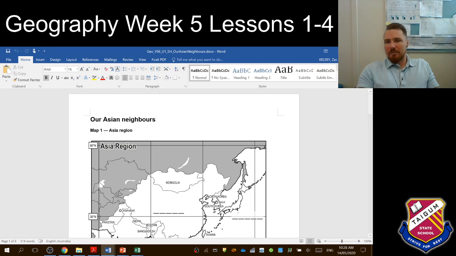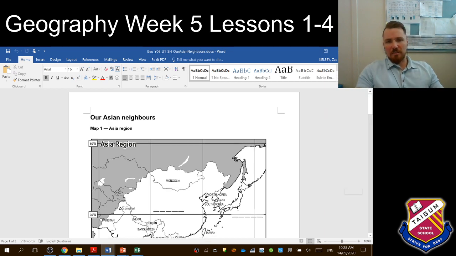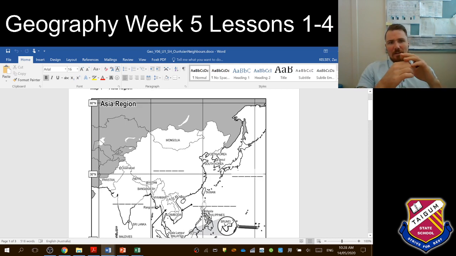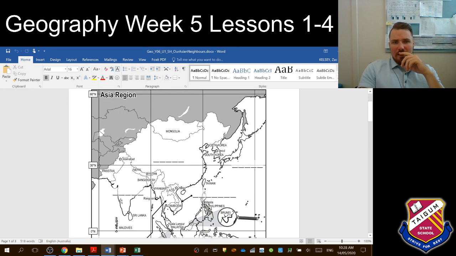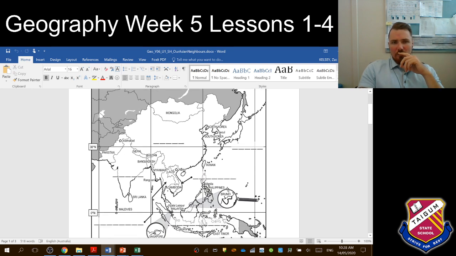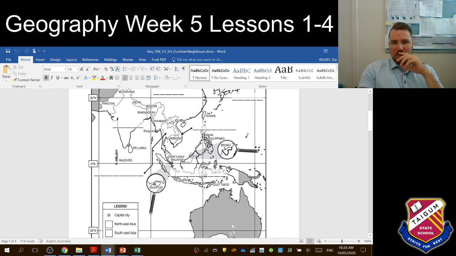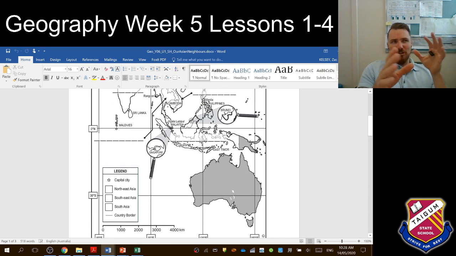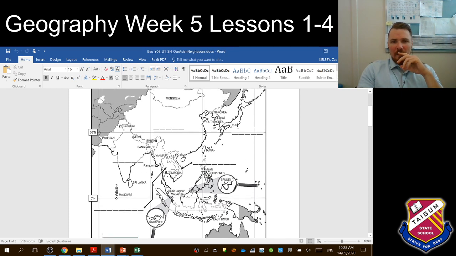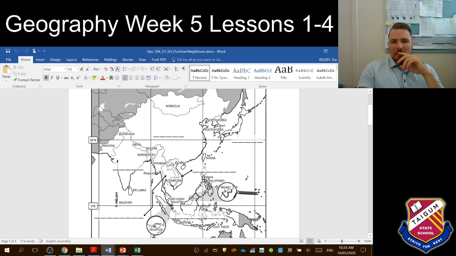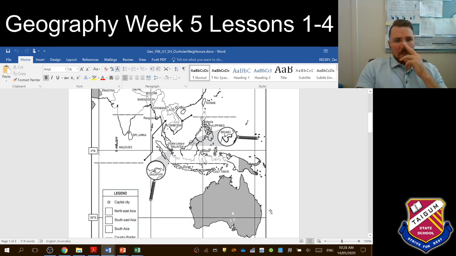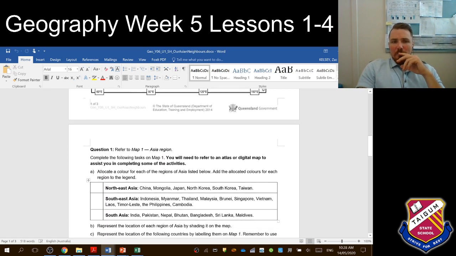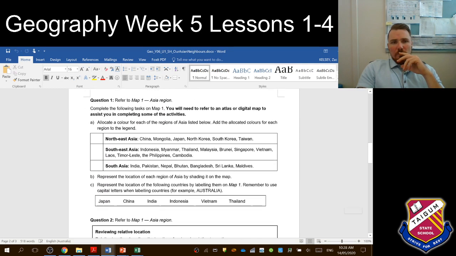So what we're doing on our first worksheet for this week is we're looking at our Asian neighbours, is the title of the sheet, and it is a map, and we're going to be doing some locating activities. So we can see here there is a map of the Asia region, or at least a significant part of the Asia region. It's tricky to say. Now, we can see that many of these are labelled, and this looks really similar to a map we did a little bit earlier, and that's why it's going to work really well for revision.